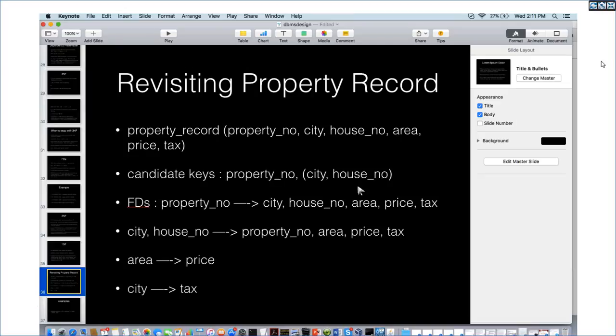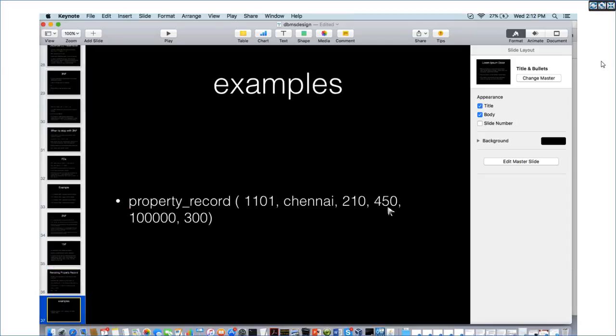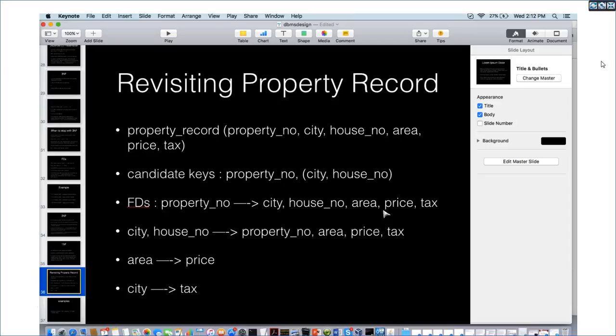Then area, price, and tax. The area is 450 square foot, the price is 1 lakh for this area, and the tax is whatever we indicated there. So these are the two candidate keys. They uniquely identify the record: city plus house number is one candidate key, and property number is the other.